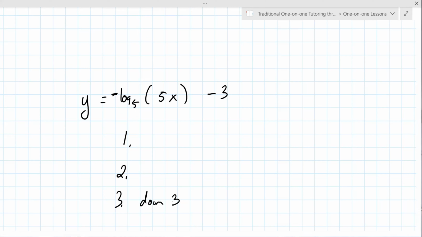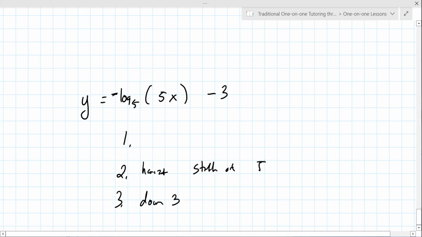Horizontal stretch of 5. Yeah, it actually goes up here. Okay, and then what about this negative out in front? It's a reflection in x, right? Yes. So if it's inside the parentheses, it's always going to be a reflection in the y-axis.